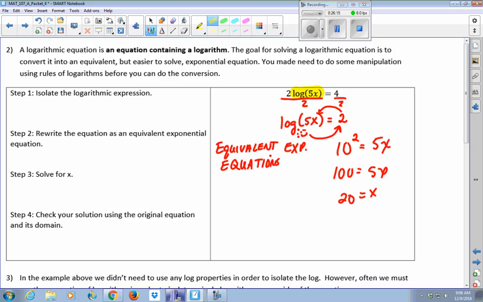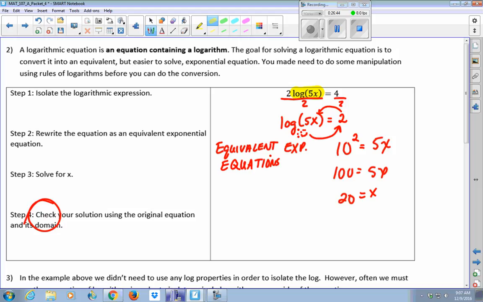So exponential equations, you need to use logs to solve. Log equations, you can undo the log just by rewriting it as an exponential equation. So you always want to check, just like when we were way back in the first part of the course and we got extraneous solutions, it's possible to get extraneous solutions to these equations as well.